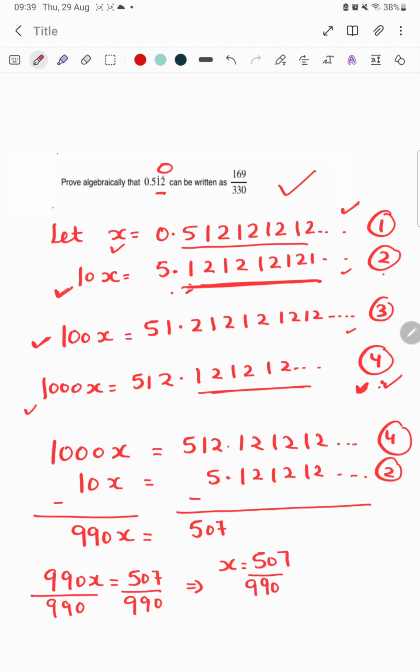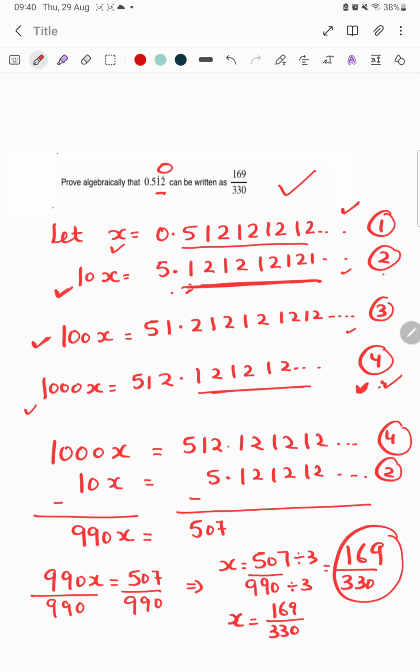Both the numbers are divisible by 3, so I divide them by 3. I get 169 over 330. You cannot divide it further, and this is what we have to prove. So x is equal to 169 over 330.